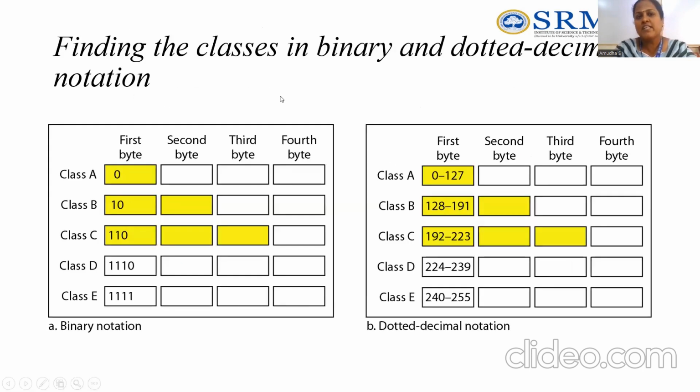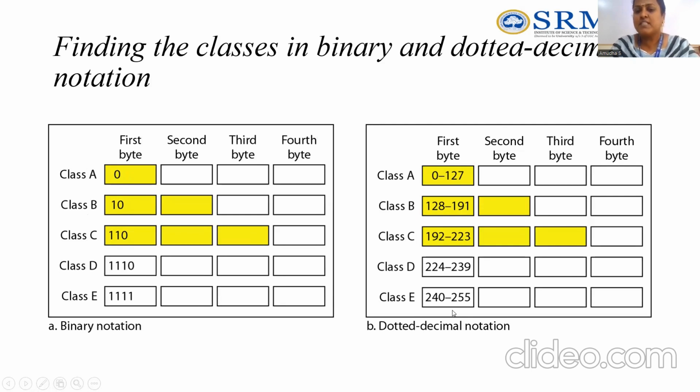So we can find the class of an IP address in 2 ways. In binary notation, based on this representation, we can classify them. If the leading value is 0, it is class A. If the leading value is 10, the given address is class B. If the leading value is 110, it is class C. And so on.